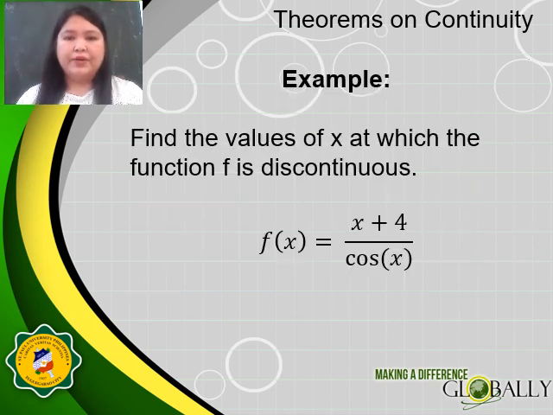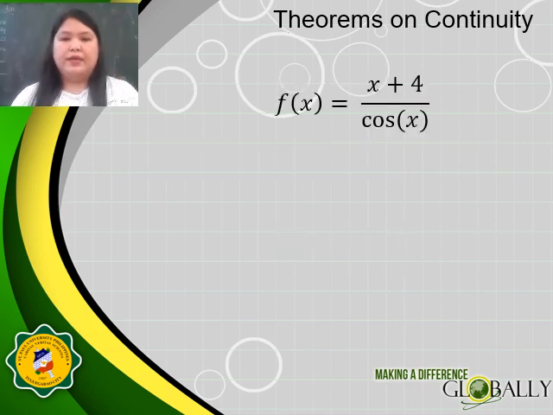Let us apply theorem number 3 in this example. Find the values of x at which the function f is discontinuous. So the given function is f of x is equal to x plus 4 all over cosine x. Okay, rational functions are continuous everywhere except where we have division by 0.